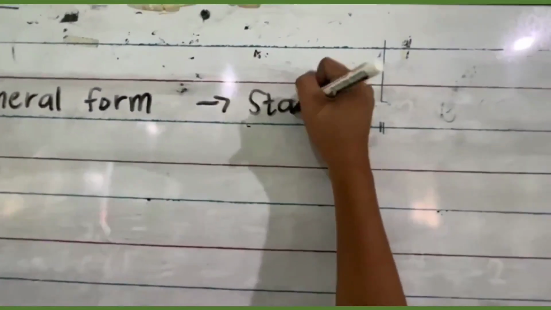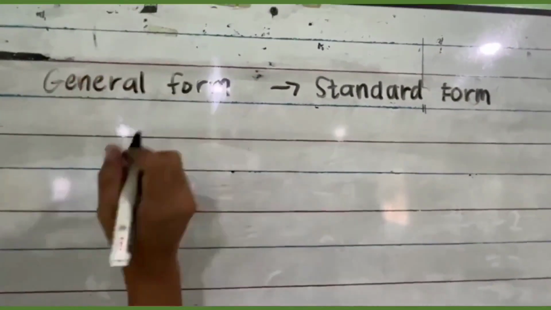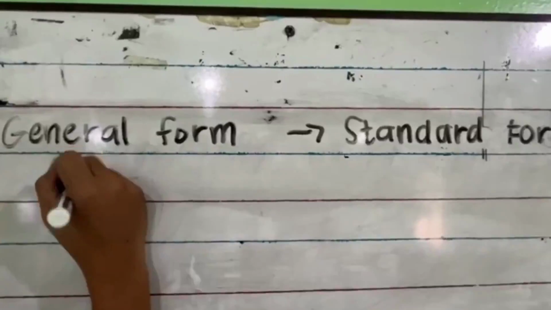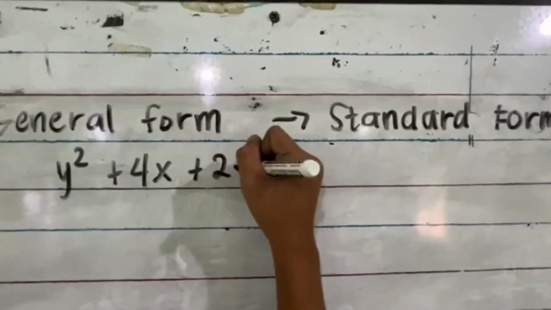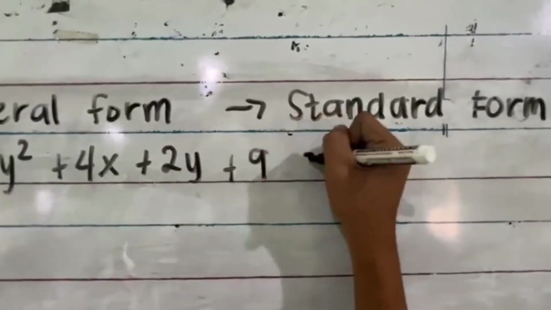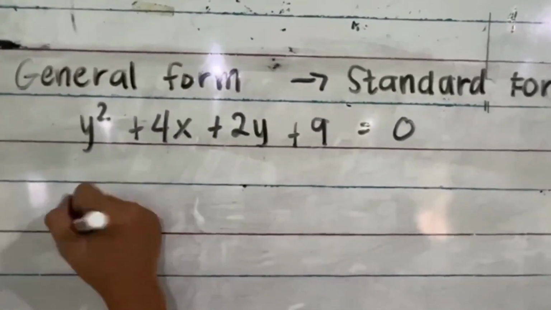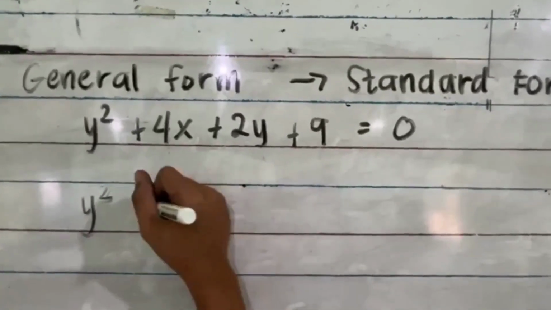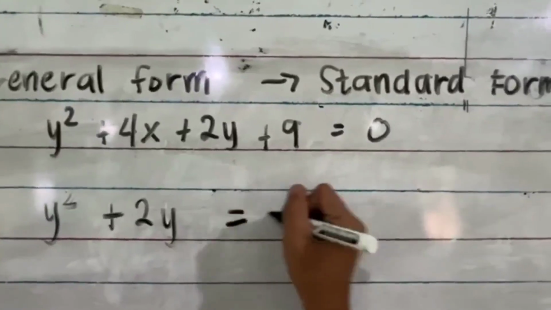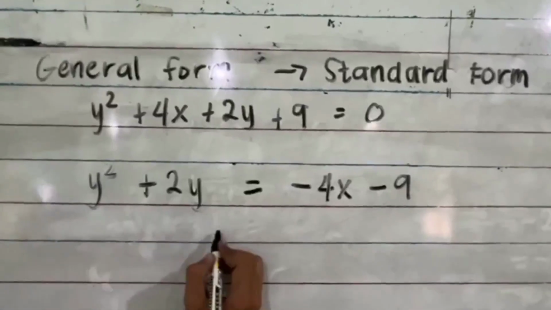Now, I'll teach you how to transform general form to standard form. With our given y squared plus 4x plus 2y plus 9 equals 0, the next thing to do is to arrange the givens. Because we have first the y, so our left side is y and then the right side is x. Y squared plus 2y equals -4x minus 9.